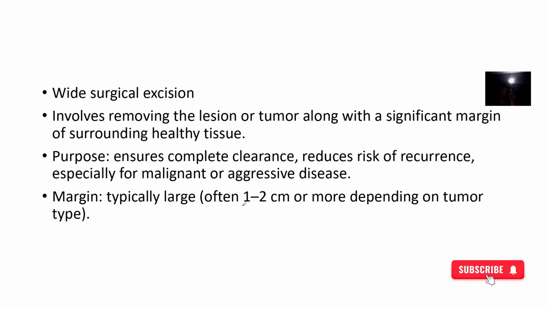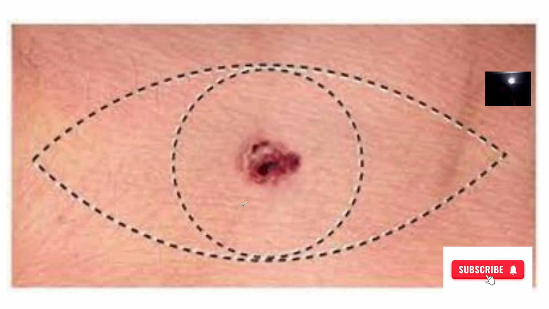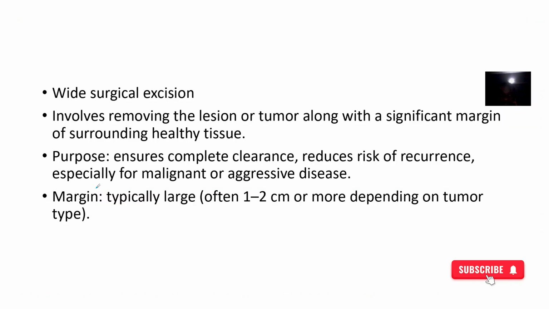So for wide surgical excision, you can see this now. This one in the middle is narrow. Wide, you can see that the cut is much wider. It involves removing the lesion or tumor along with a significant margin of the surrounding healthy tissue.